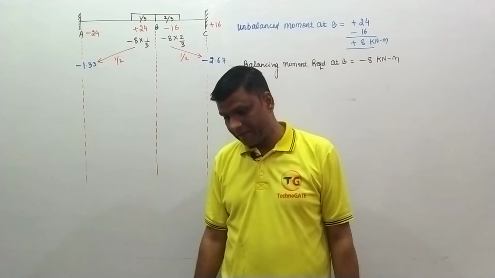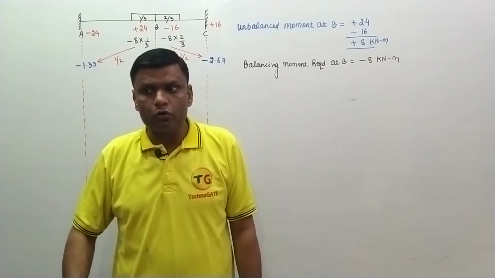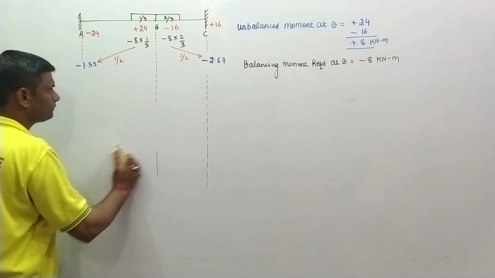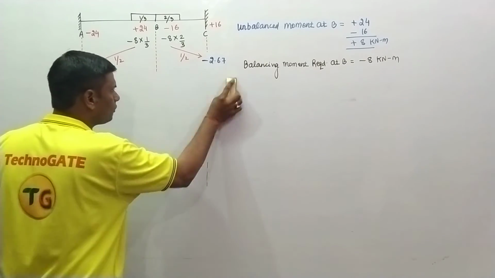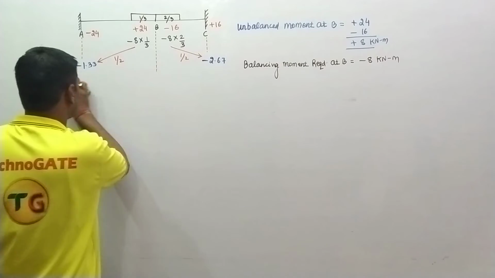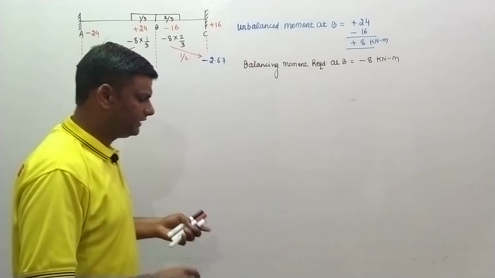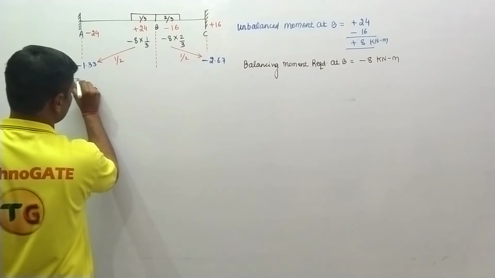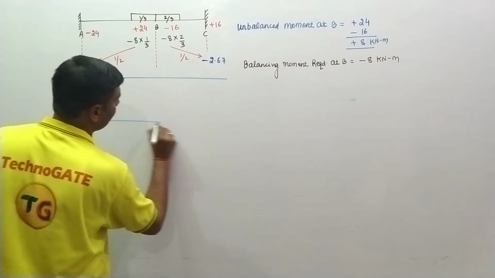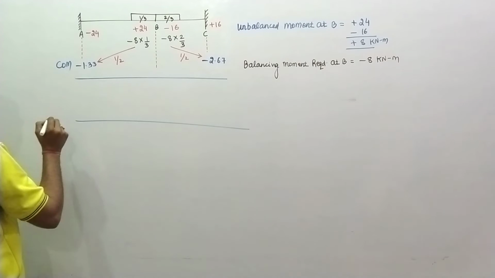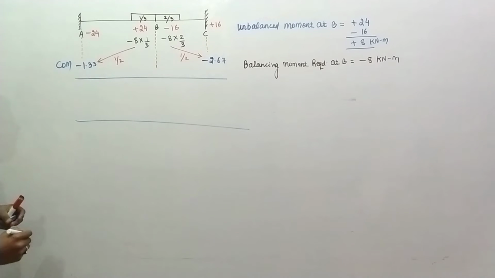But if the spans are 3 or 5 or more spans, multi-span cases, we have requirement of more steps. But here no step is required. We have to balance the moments. Basically at the end of the table we have to balance the moments. These are the carry over moments.